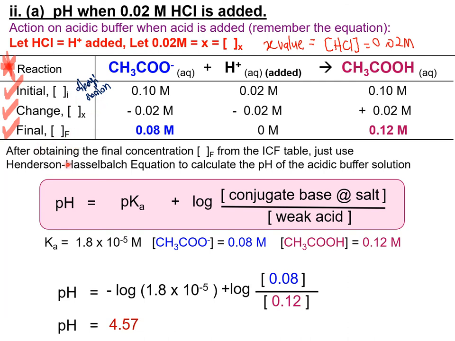Okay, so after you dah dapat the final concentration from the ICF table, barulah you boleh cari pH of this whole thing melalui equation Henderson-Hasselbalch. Di mana pH is equal to pKa plus log concentration of conjugate base or salt divided by the concentration of weak acid. Lepas sudah dapat final ni, kita masukkanlah nilai masing-masing. pH is equal to negative log Ka value plus log concentration of CH3COO minus ataupun conjugate base yang final, which is 0.08, bahagikan dengan concentration final of the weak acid, which is 0.12. Therefore, we will get the pH value is 4.57.